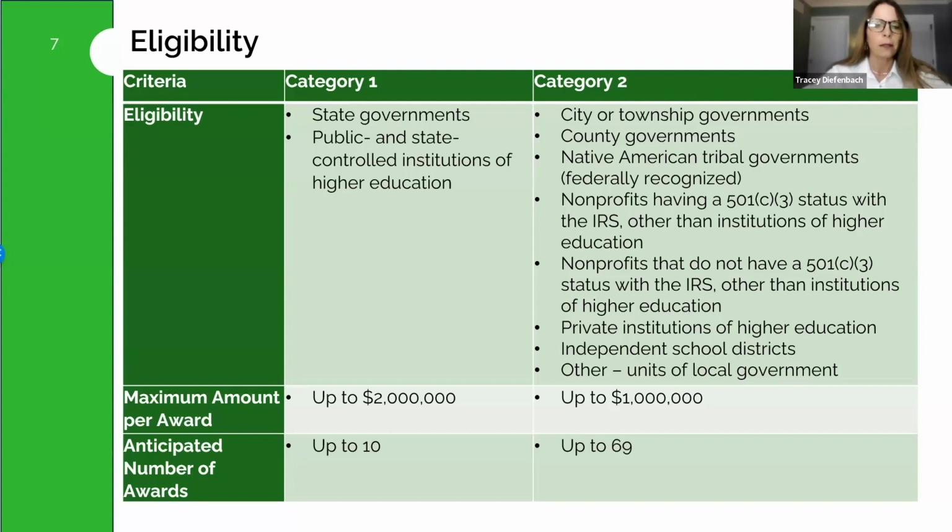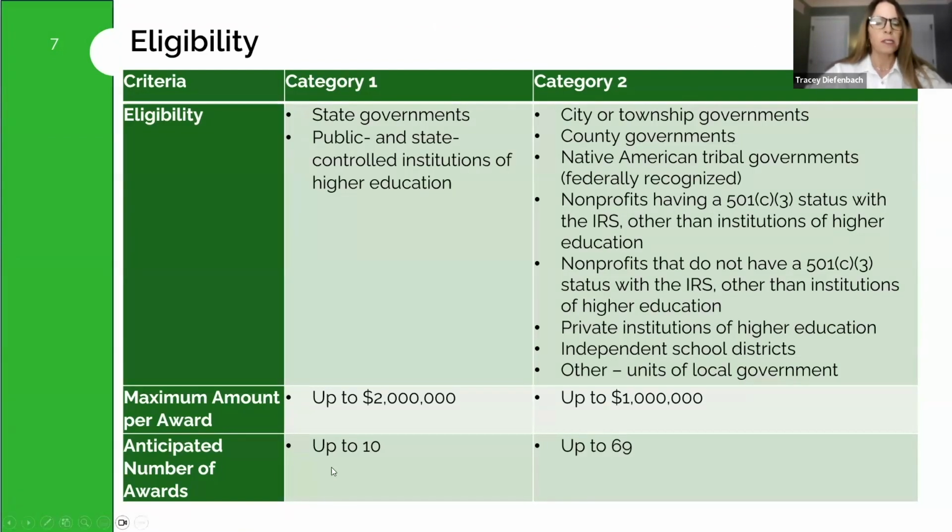The award amount is dependent upon which category the applicant falls under. States can apply for up to $2 million, while applicants under Category 2, including school districts, can apply for up to $1 million. Based on last year's solicitation, BJA anticipated making up to 10 awards in Category 1 and up to 69 in Category 2. To give you an example of last year's, in 2024, there were a total of 79 BJA STOP awards granted, totaling over $83 million.